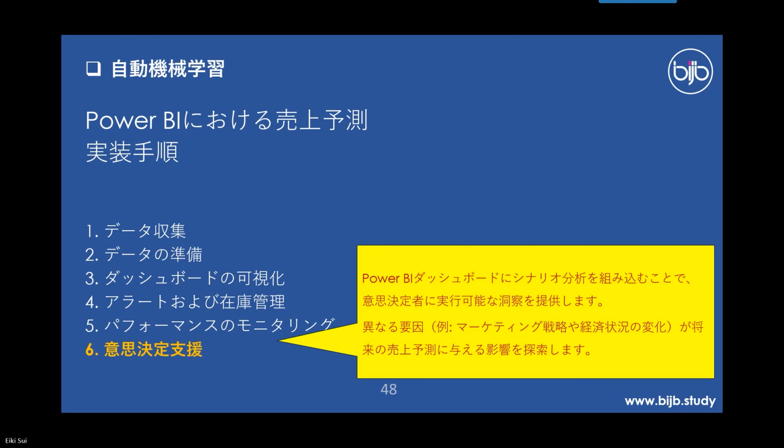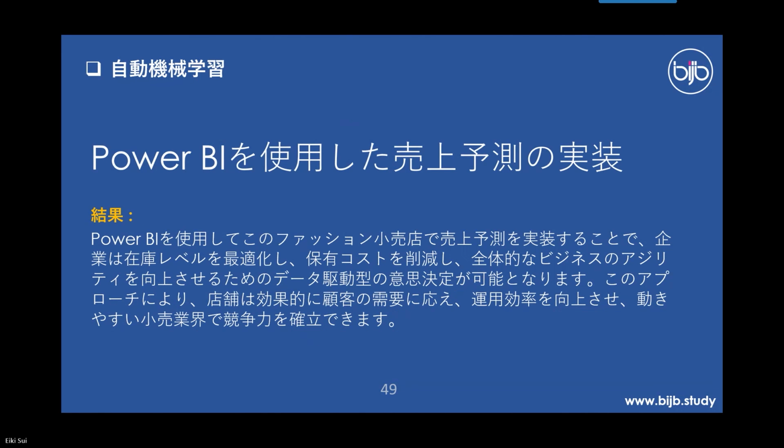So in the results, once it's all implemented, by implementing the sales forecasting in Power BI for the fashion retail store, the company can make data-driven decisions to optimize inventory, reduce carrying costs, and enhance overall business agility. Basically, this gives a competitive advantage to the businesses who implement AI in their business analysis and use it for decision makers, over the businesses that haven't yet.